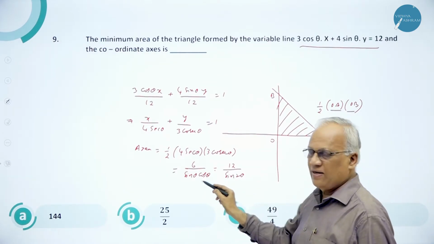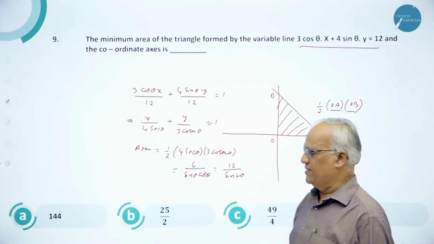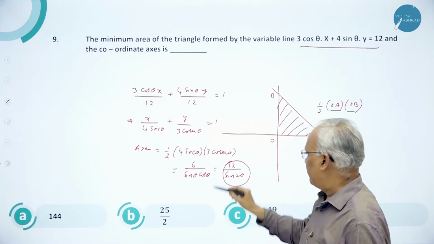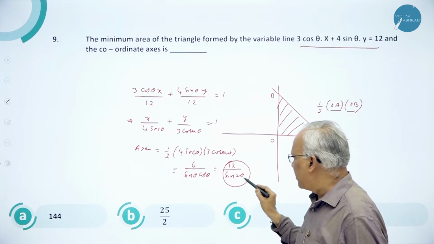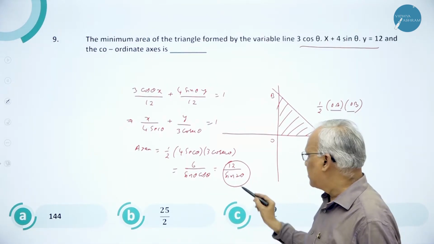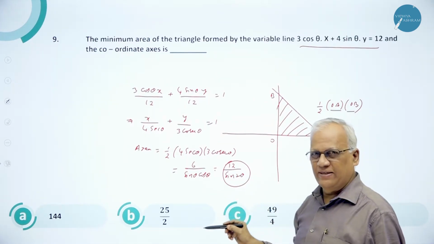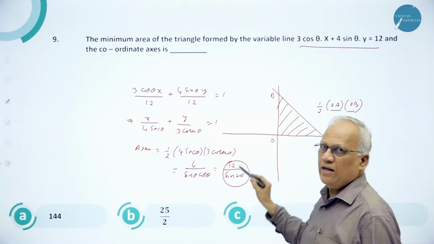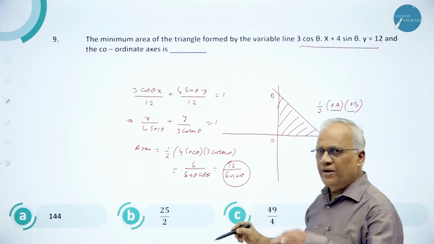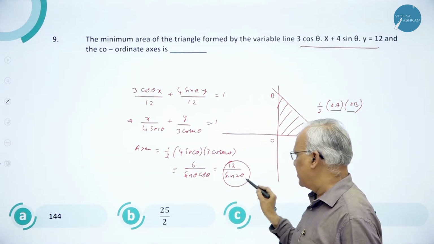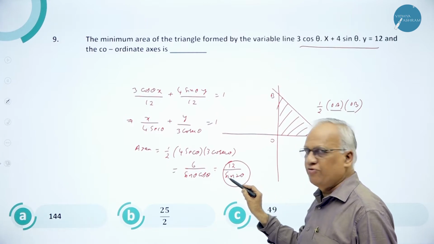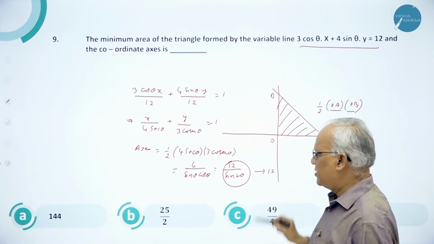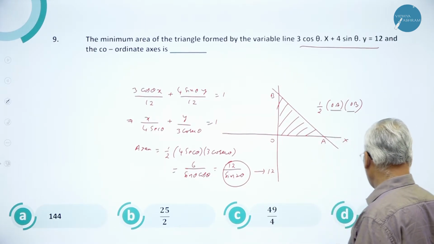You can multiply and divide by 2, you get this. Now, I want minimum area. I want this to be minimum. When it is minimum, the denominator is maximum possible. What is the maximum value of sine 2 theta or sine theta? It is 1. So if you set the maximum value for this, then the area becomes a minimum. If the denominator increases, the value decreases. So what is the greatest value you can give for this? It is 1. Therefore, the minimum value is 12. So the minimum area is 12.